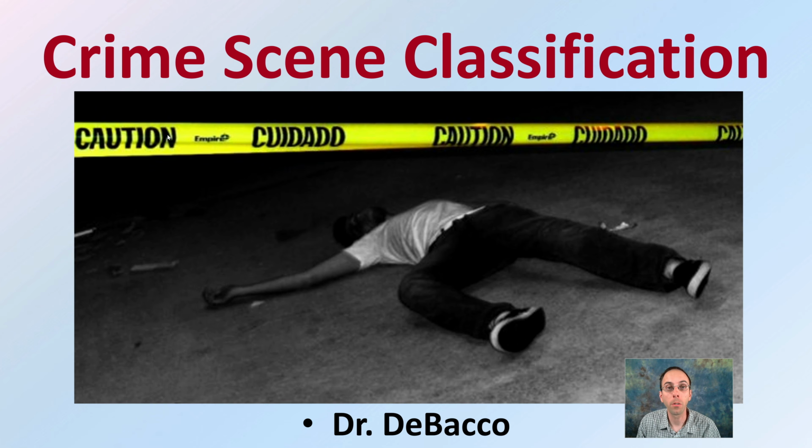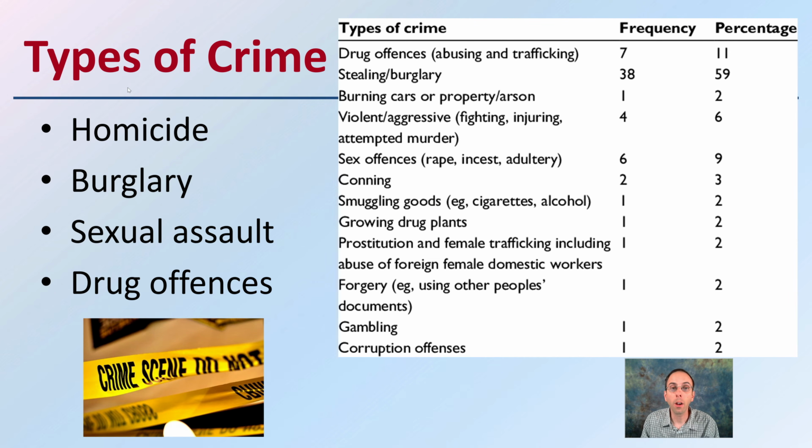So in this Tobacco University video, we're going to be looking at crime scene classification and a couple examples, as well as how we would classify certain crimes given some information. So first off, we want to think about what types of crimes there are. Well, there's homicide, there's burglary, sexual assault, and there's drug offenses. And there's many more. These are just a couple examples.